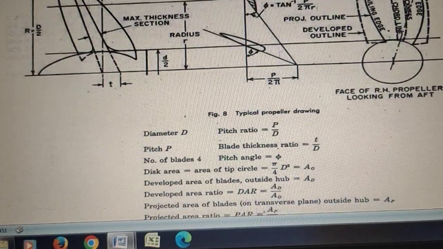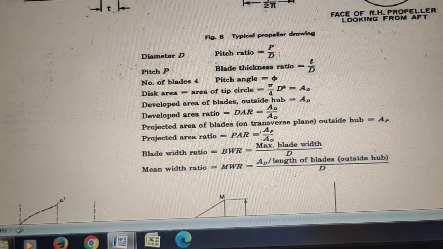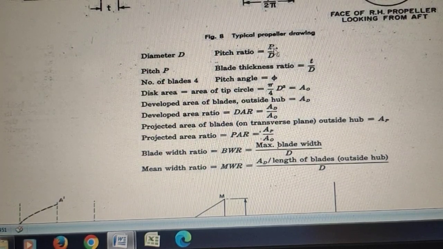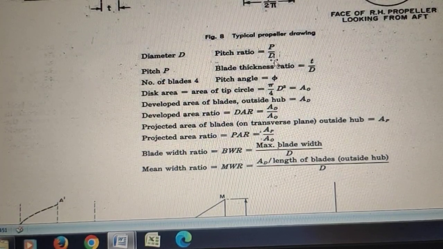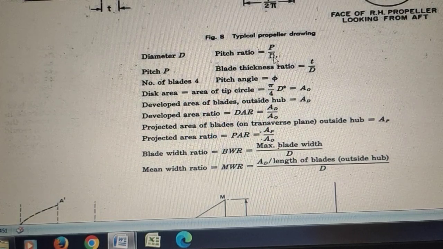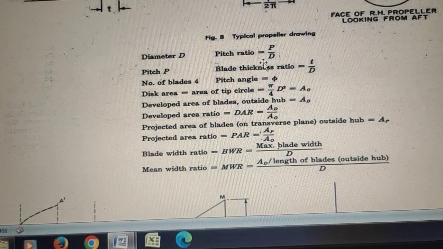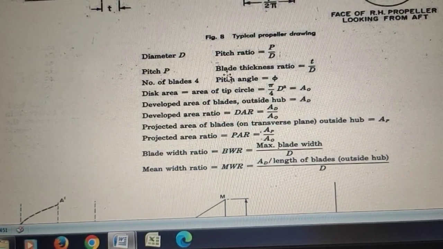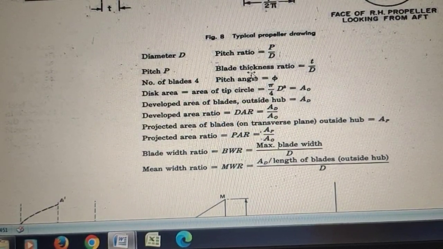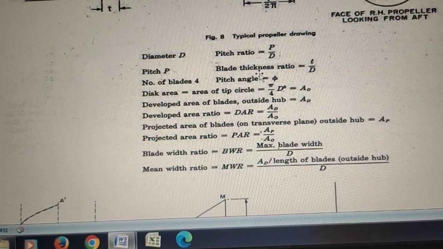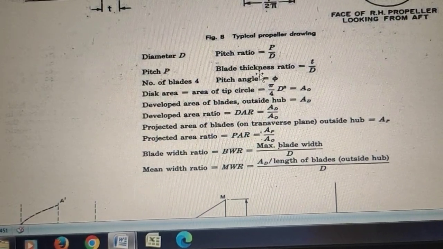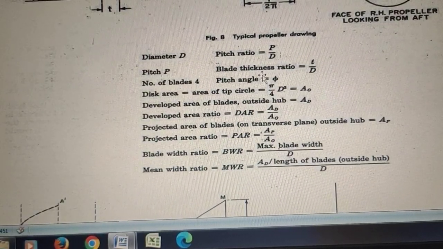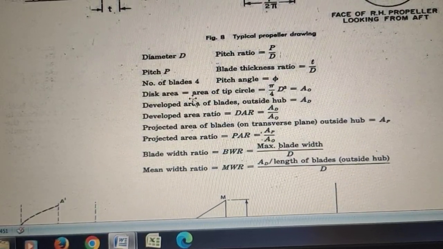And now, coming to some definitions, we have the diameter, we have the pitch ratio, which is pitch over the diameter. Every screw has a pitch. The distance it will advance in one revolution is the pitch. Assuming you are boring into wood, when you turn a screw one revolution, it goes the pitch distance. Okay, this is the blade thickness ratio. This is the disc area tip.